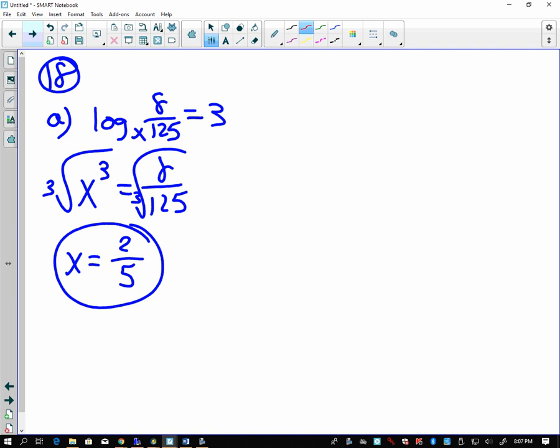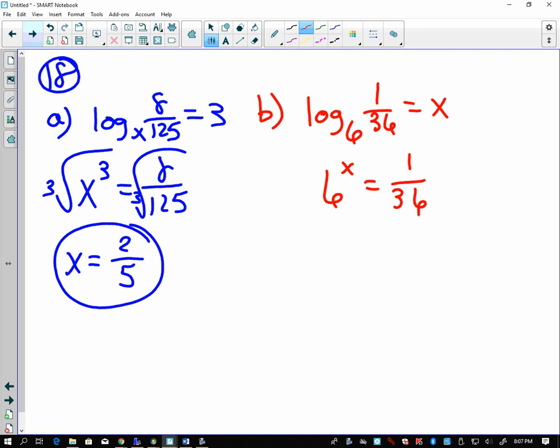All right, let's look at B. Log base 6 of 1/36 equals x. So 6 to the x equals 1 over 36. 6 to the x equals 1 over 6 squared. 6 to the x equals 6 to the negative 2. X therefore equals negative 2.